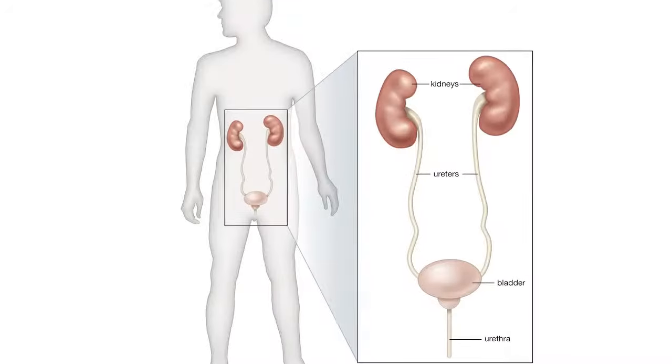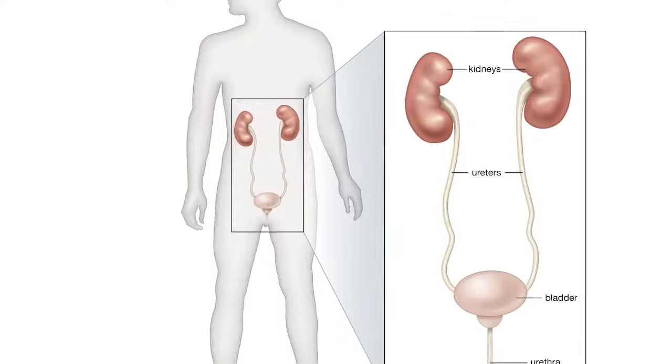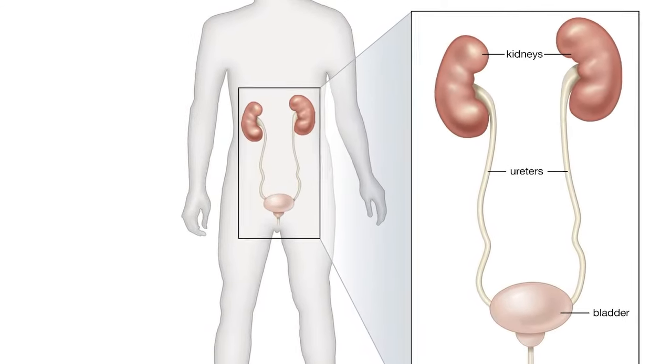Urethra. The urethra is a tube-like structure that carries urine from the bladder to the outside of the body.